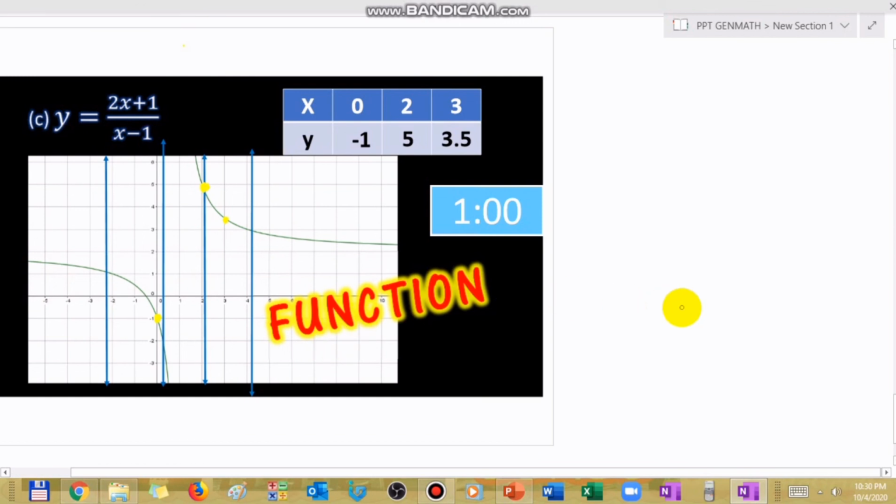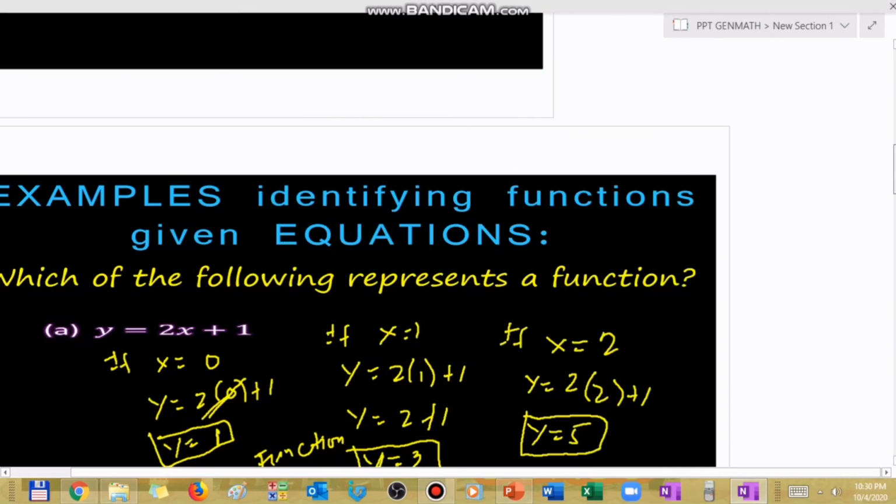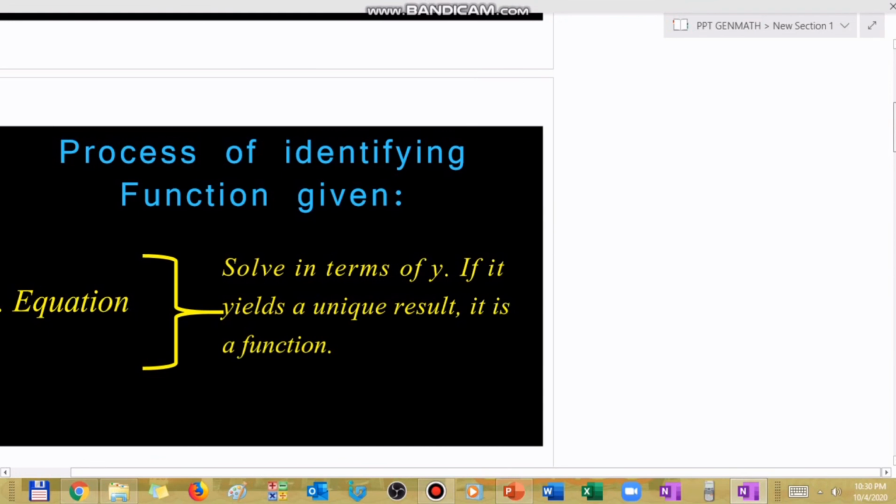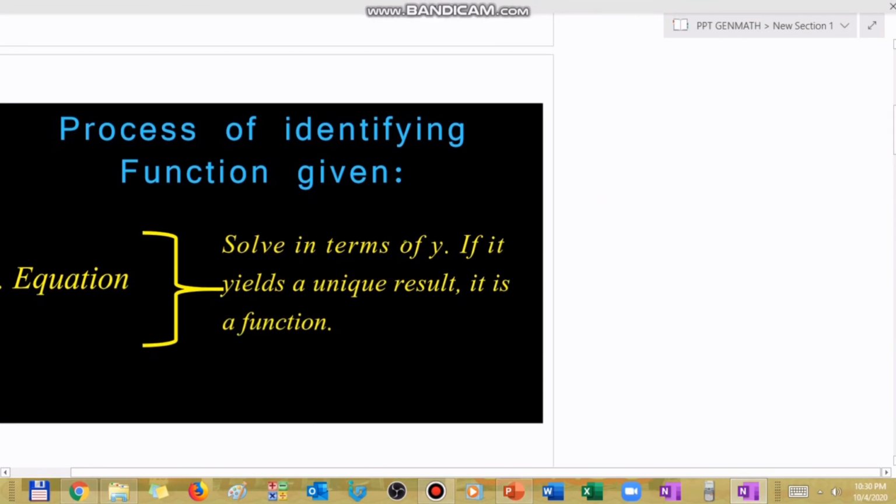But the main way for us to say that an equation is a function or not a function, we stick to the process. Again, the process I told you earlier is we solve in terms of y for an easier way.